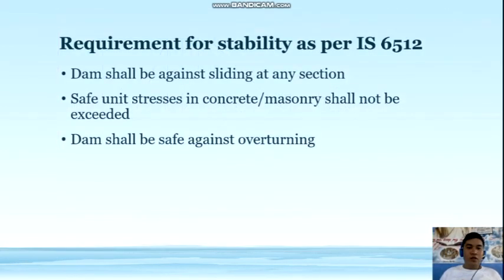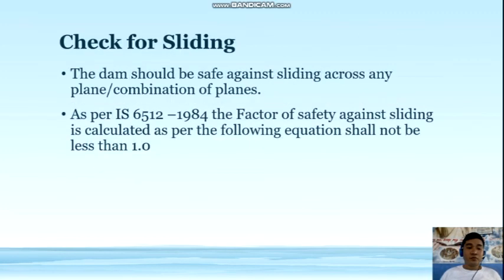Requirements for stability as per IS 6512. Dam shall be safe against sliding at any section. Safe unit stresses in concrete or masonry shall not be exceeded. Dam shall be safe against overturning. We all know that these specifications or requirements were already discussed in our fluid mechanics, so we are already familiar with these topics.